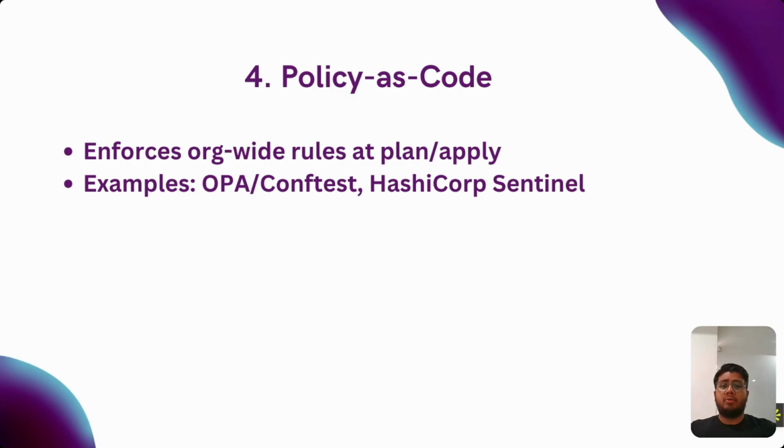Next is policy as code. We will also see an example of policy as code. It is enforced at the organization level and comes after you apply. Policy as code is very important for big organizations to have proper security on every codebase going to production. For this they have OPA, the Open Policy Agent, and HashiCorp also has a tool, HashiCorp Sentinel, so you can also use that.